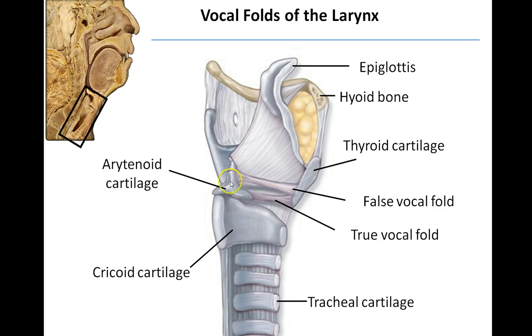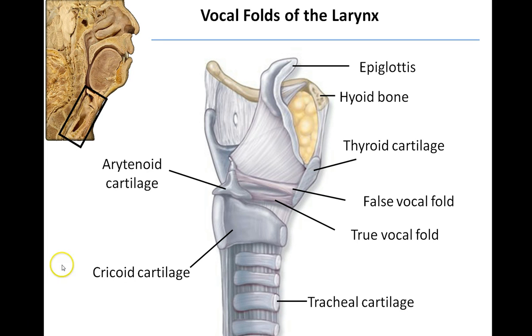Notice the attachment of these cords to these cartilage pairs at the back. The arytenoid cartilage is indicated here. When you are, for example, talking, making sound in the larynx, these will pivot and be moved by the muscles that are involved in producing sound. And we'll show you that in just a minute.